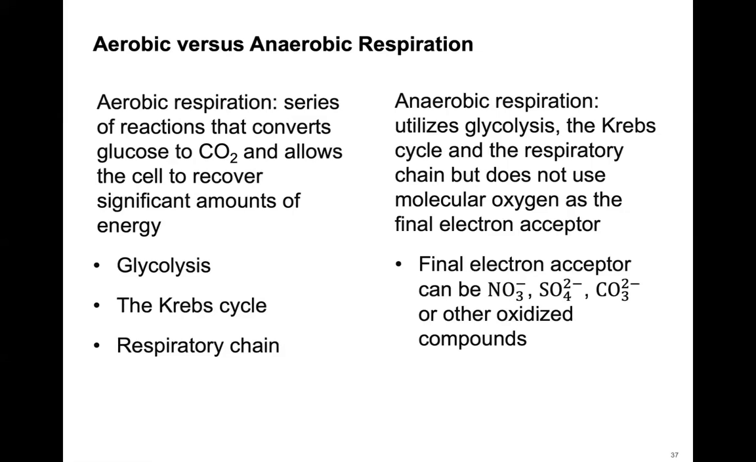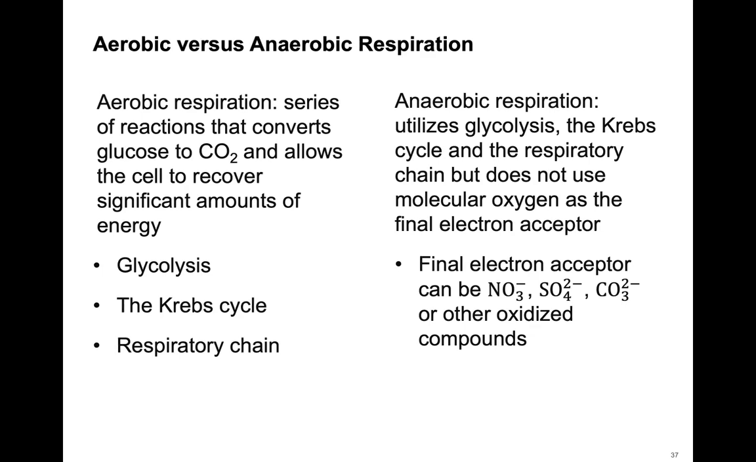Aerobic respiration is a series of reactions that will end up converting glucose to carbon dioxide and allows the cell to recover significant amounts of energy. The pathways involved in this are going to be glycolysis, the Krebs cycle, and the electron transport chain or respiratory chain. Under anaerobic respiration, this will utilize glucose, the Krebs cycle, and the respiratory chain, but it does not use molecular oxygen as the final electron acceptor.